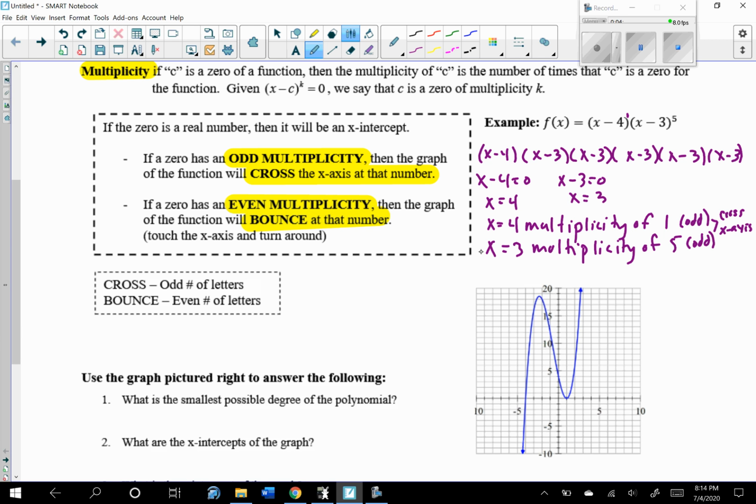Another way you can remember that, if this helps you: Cross is an odd number of letters. Bounce is an even number of letters. So if that helps you to remember that bouncing is for even multiplicities and crossing is for odd multiplicities, whatever helps you out.